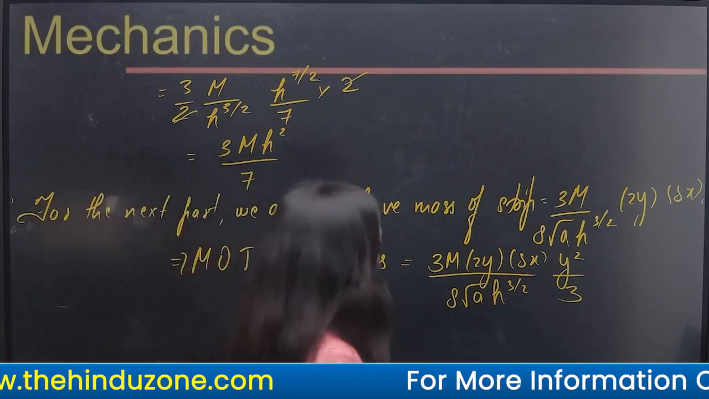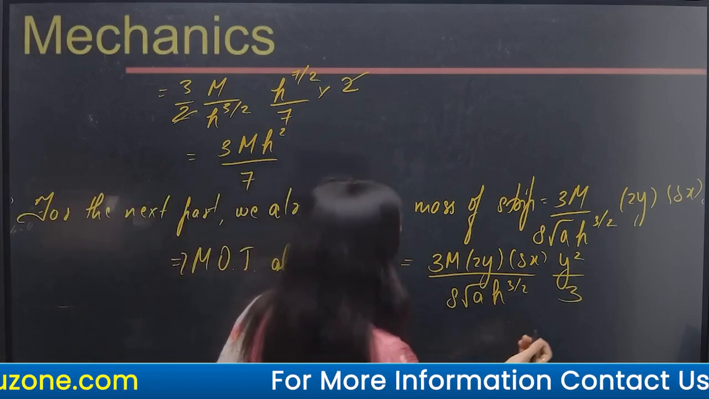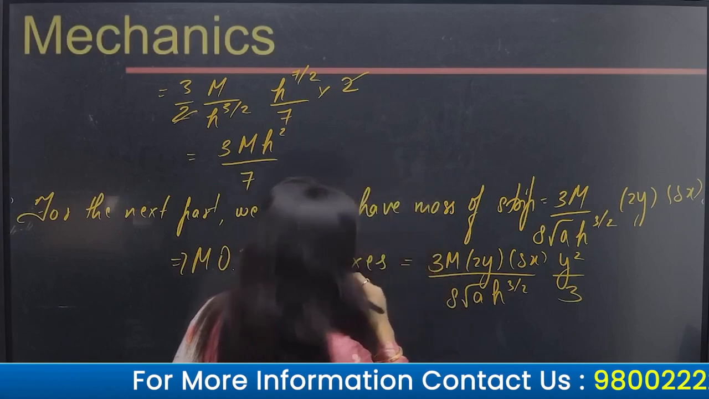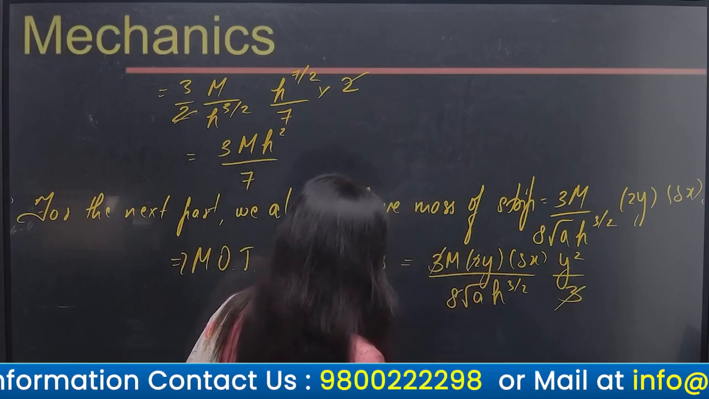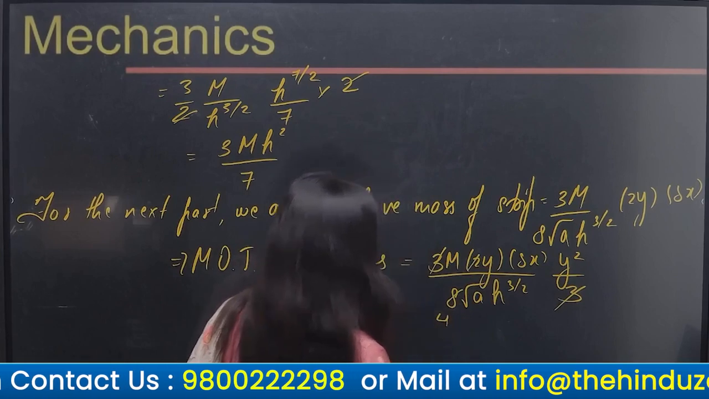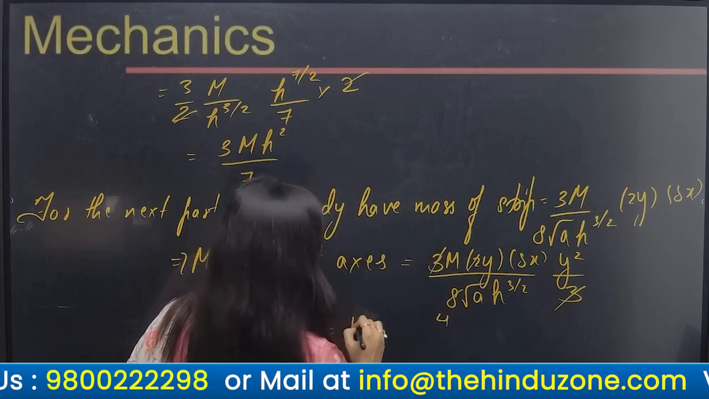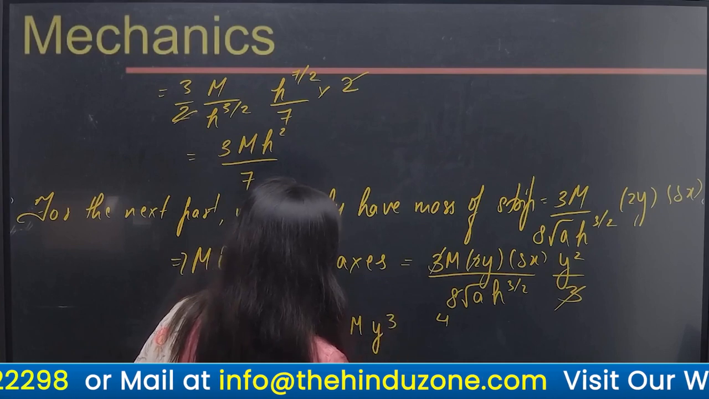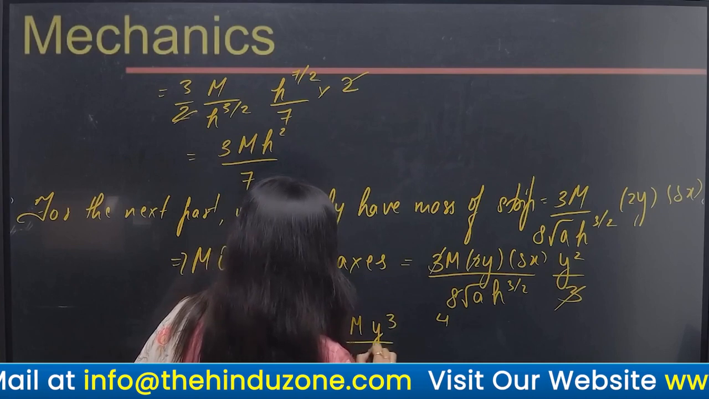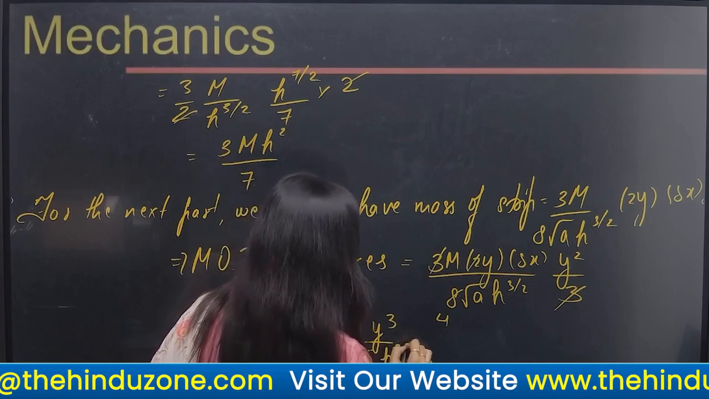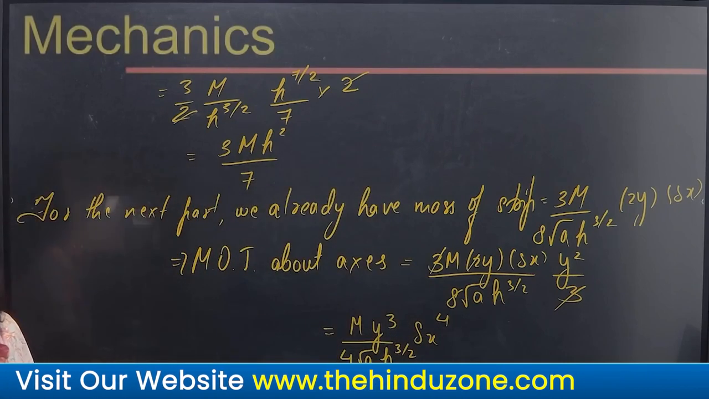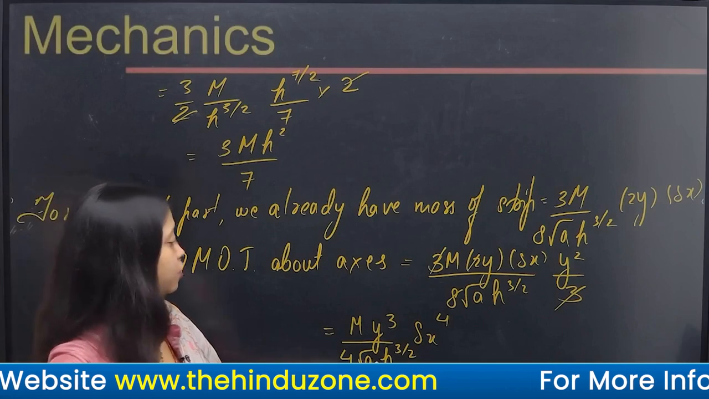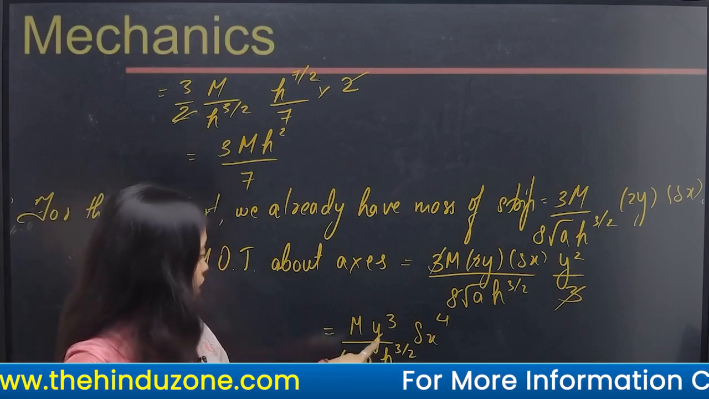Okay. Now 3 and 3 are cancelled, and this is cancelled with 4. So it is m y cube divided by 4 root a h raised to the power 3 by 2 dx. This is your moment of inertia about the axis. Now all you need to do is integrate it.